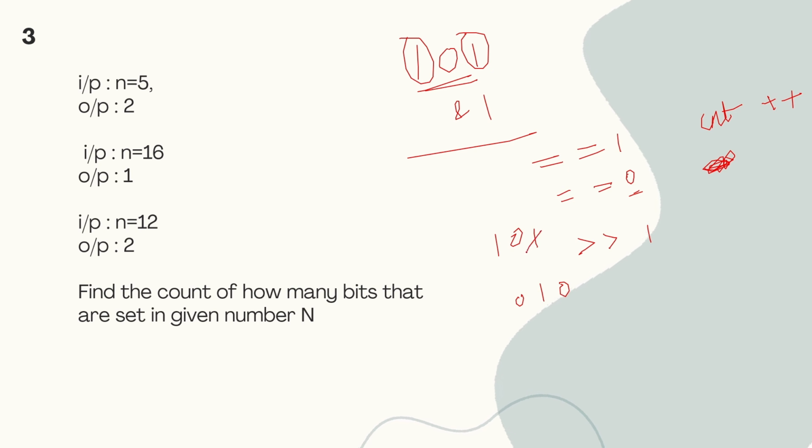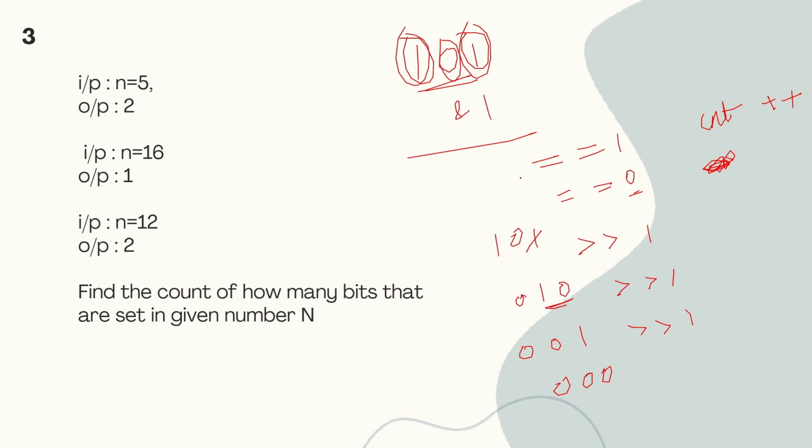We are removing this 1 and you're getting 1 0, and at the starting position we are going to add 0. Similarly, if I right shift again with 1, I'm going to get 0 0 1. Finally, if I right shift again with 1, then I'm going to get 0. So clearly, we are checking each and every bit, and we are applying an AND operation with 1. If you get 1, then you simply increment the count. Otherwise, just do right shift every time.